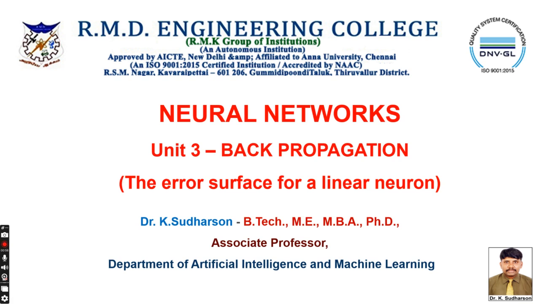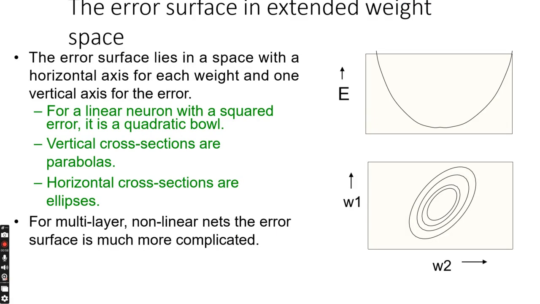First, understand the output of the linear neuron is calculated as y = sum of xi times wi, where i is from 1 to n. This is what we understood. And how is the error calculated for the linear neuron? E equals the desired output D minus the current output Y. The difference between these two gives the error.